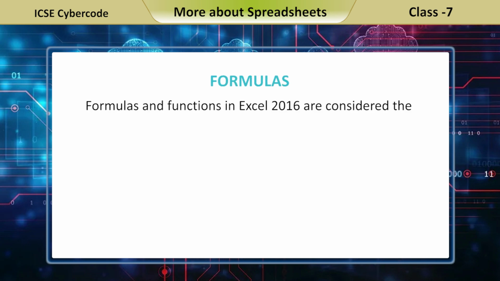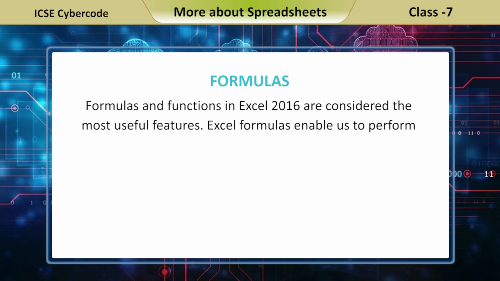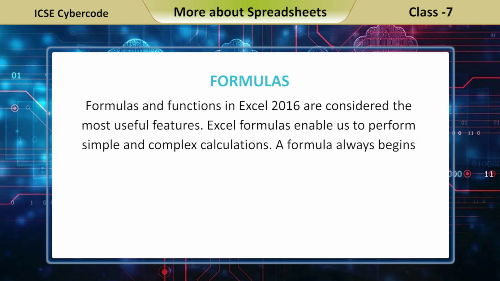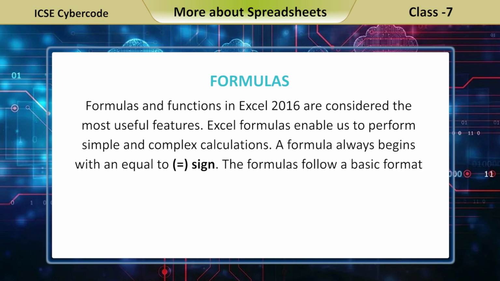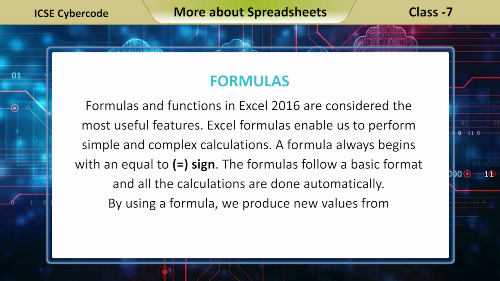Formulas. Formulas and functions in Excel 2016 are considered the most useful features. Excel formulas enable us to perform simple and complex calculations. A formula always begins with an equal to sign. The formulas follow a basic format and all the calculations are done automatically. By using a formula, we produce new values from the existing values.